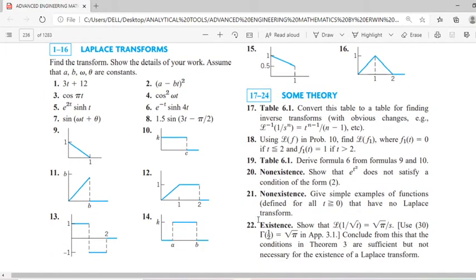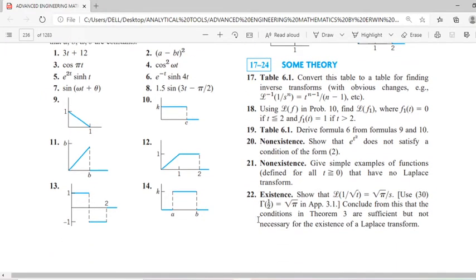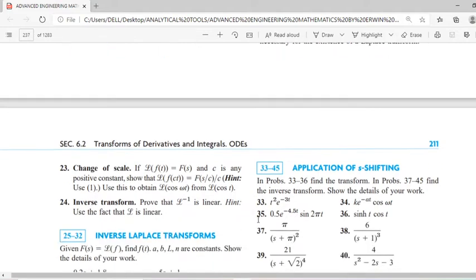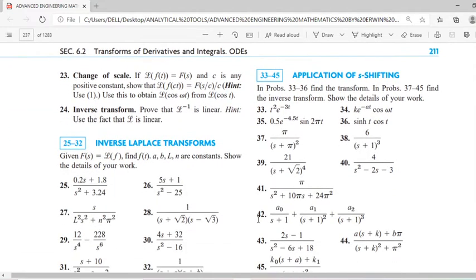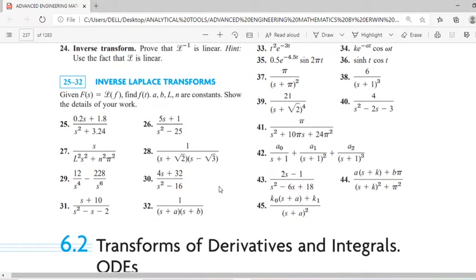So we have some exercises. I think you have done some of the problems. You can do the problems from 25 to 32. Okay, you can do these problems on inverse Laplace transformation.